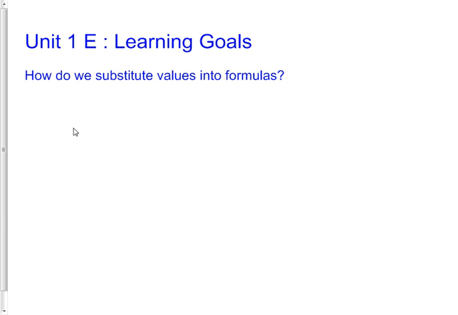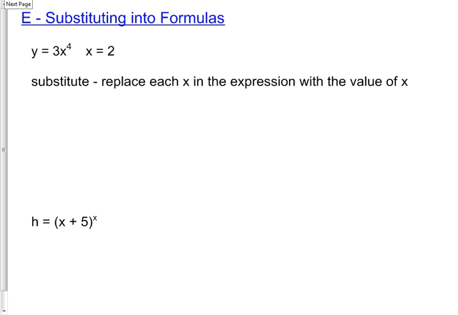We're going to take a last look at the last topic here in our review unit, and for some stuff out of box 1E here. We're going to look at how we substitute values into formulas and get a little bit of practice using formulas, particularly those that we use to calculate perimeter, area, and volume. So, first off, substituting into formulas.